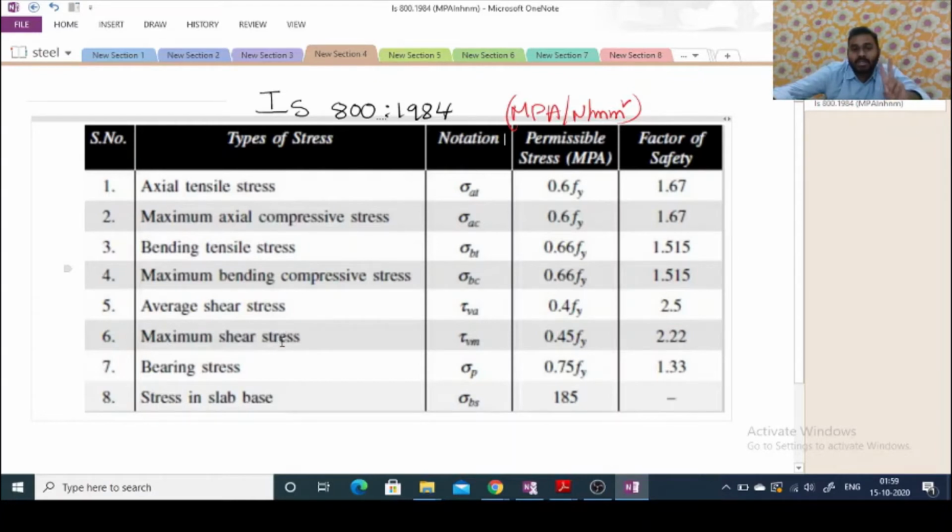For shear stress, there exist two values. The reason for the two values I'll explain in just a second.